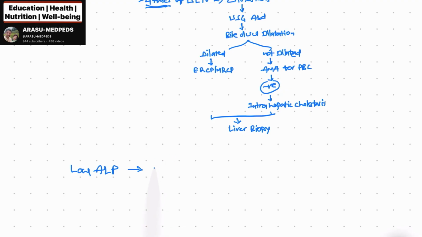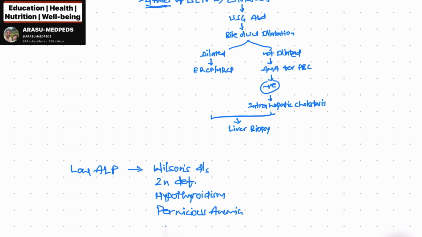Instead, we have to consider some conditions like Wilson's disease or zinc deficiency in that individual, or hypothyroidism, then pernicious anemia, or congenital low ALP levels. So these are some conditions which can lead to low ALP levels.